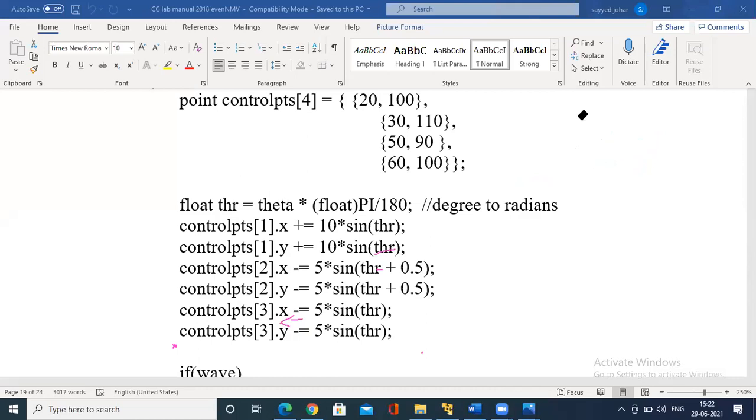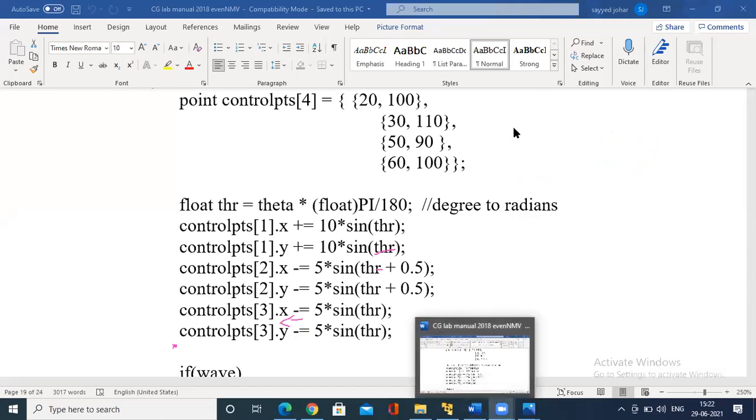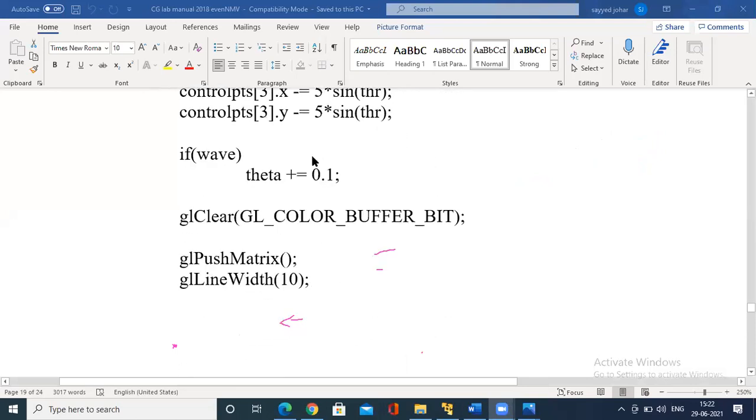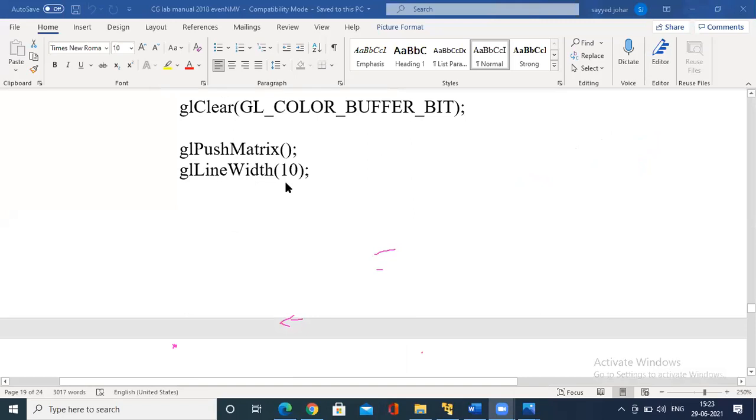We have taken these 4 control points and we have shown the angle that has to be incremented with respect to the individual control points. The angle has to be incremented by 0.1, same as in the case of rotation of a cube, how you set a theta rotation. So this will be rotated, then clear the buffer.